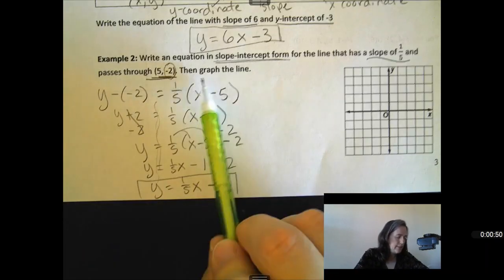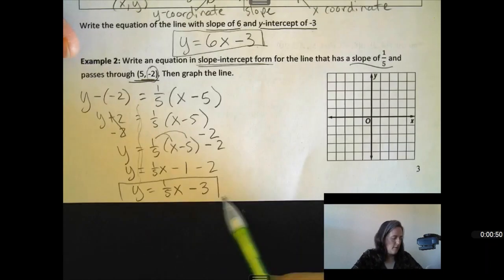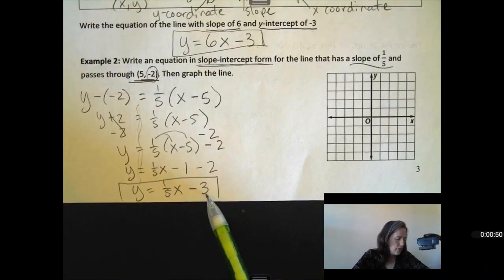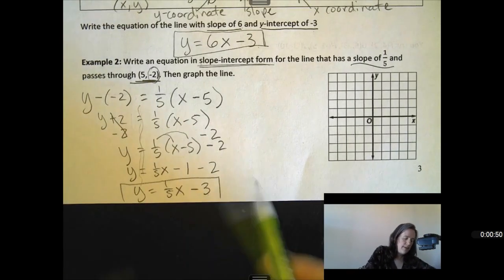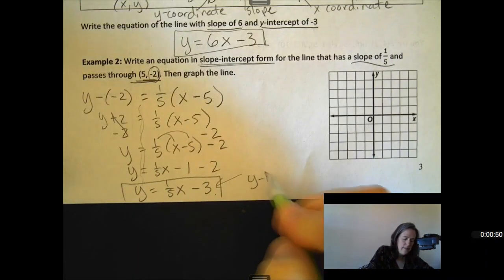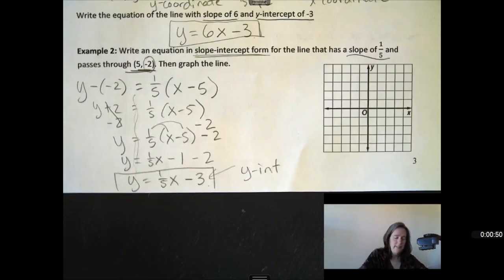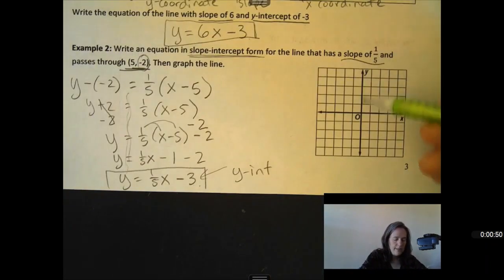All right, the last part of that question says, then graph the line. And we need to talk about that anyway. When we graph a line from this slope-intercept form, they've given us a y-intercept right here, and then they gave us a slope. So you always start with your y-intercept. There's the y line.